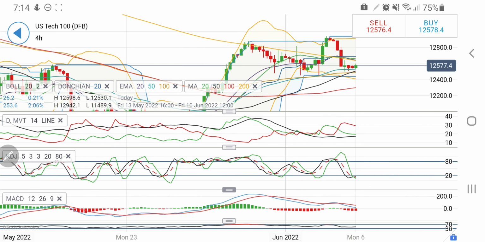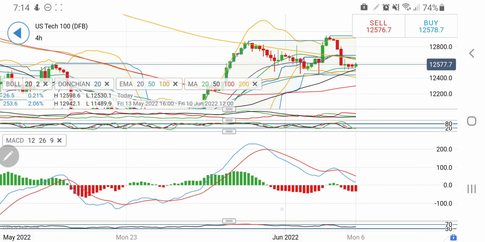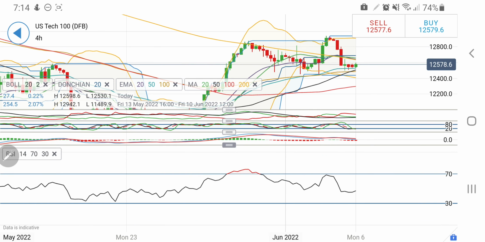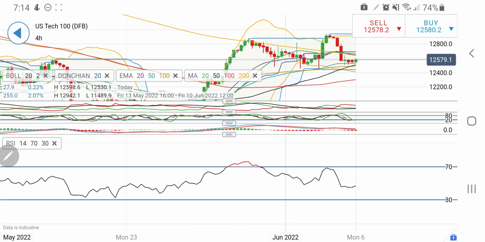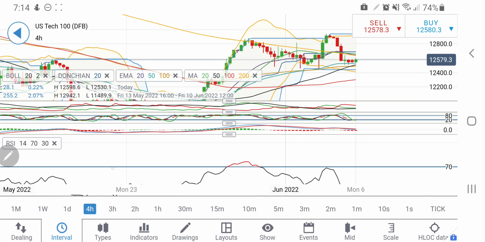Stochastic is oversold now, looking upwards and crossing over for a bullish move. The MACD is wide divergent and it is still bearish. From here it should start converging and we can expect greener candles. The RSI is looking upwards.